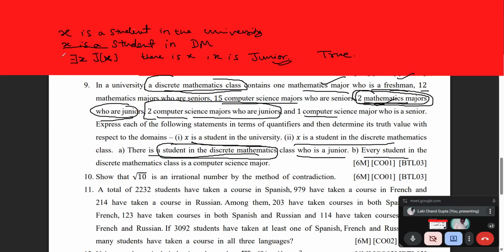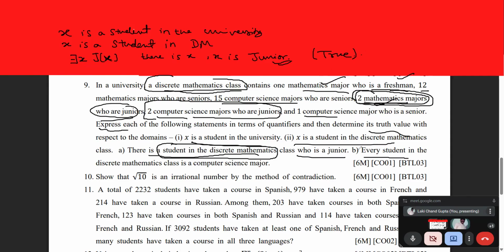Yes, that's why they use what: there exists, not for all. Okay. Proof is not there, only you have to express and write its truth value. Truth value means this is true. Okay. No, no, those things are not used here.